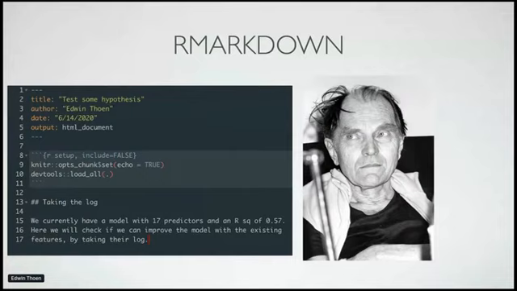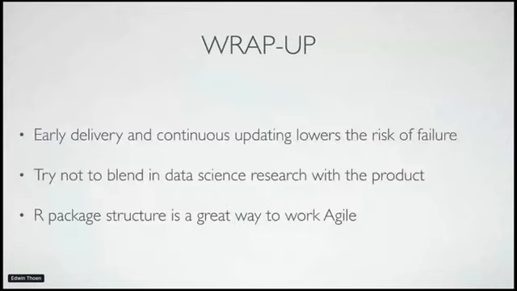These are outside of your software product, but they can make use of the things you do in your software product anyway. So it's about time for me to wrap up. I'd like to highlight these three parts of my talk. We discussed that delivering early and then updating continuously can lower the risk of failure of a data science project. We also discussed that it can be very beneficial to mentally and physically separate doing data science research from building a data science product. And finally, I hope that I convinced you that the R package structure has the ingredients to create data science products in a very agile way.